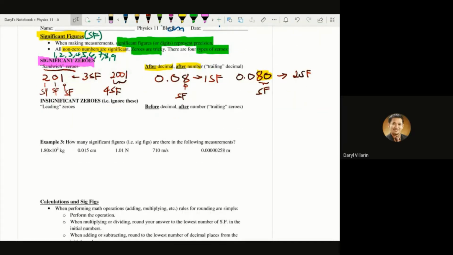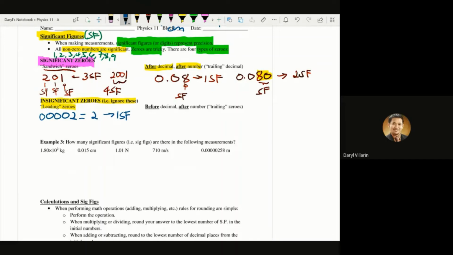Next are the insignificant zeros, the leading zeros. Let's say, for example, you have 00002. I don't have any decimal there, so this is just equivalent to 2, right? So this is just one significant figure. And for zeros before the decimal and after the number, or trailing zeros, I think it is the same thing as before.